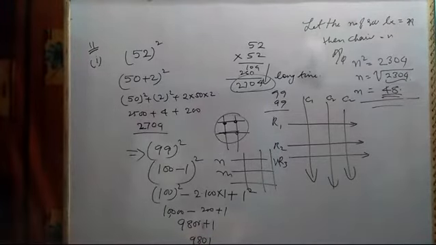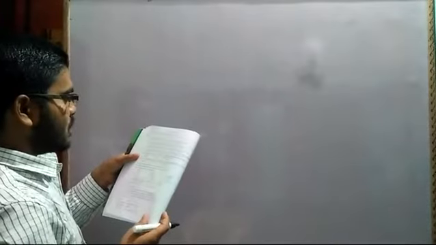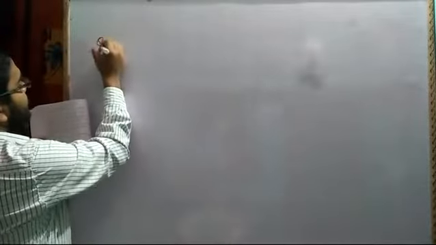Now I will be solving the next question. Question number 14 is also the same. You just have to find the square root of 1089. And in question number 15, also in the same way, you have to find the square root and subtract the remaining number. That's all. Now question number 16.